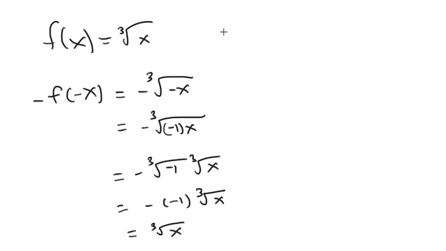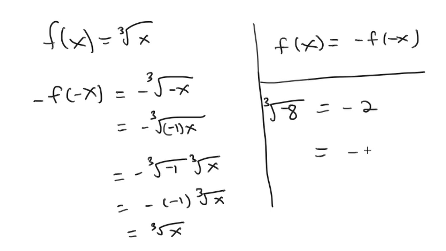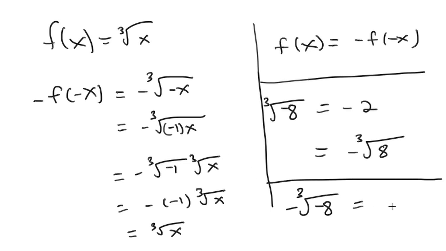So what that means is that f of x equals minus f of minus x. And just to see concretely, the cube root of minus 8 is minus 2, which is the same thing as minus cube root of 8. Or another way of putting that would be minus cube root of minus 8 is the same thing as the cube root of 8.